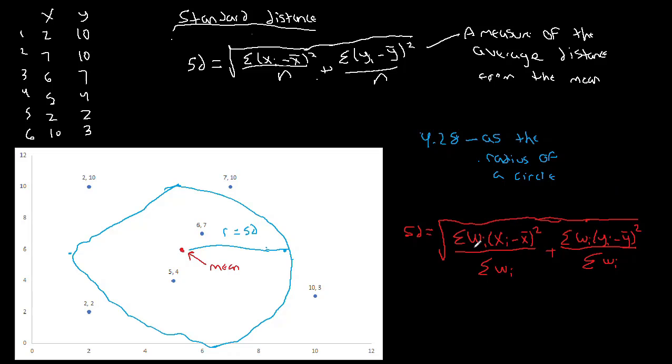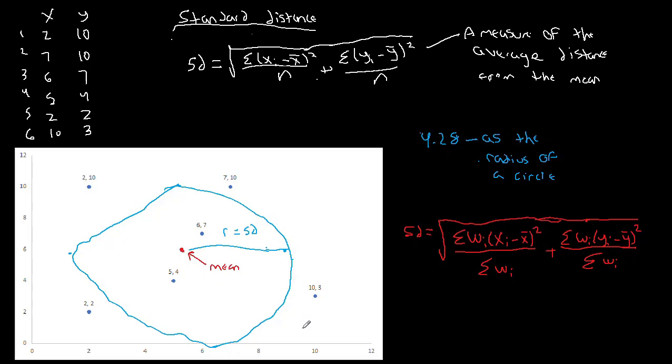What this effectively does is alter this distance to account for some weight. If the majority of the points closer to the mean have higher values, then the standard distance will be lower. If the majority of the points far away from the mean have higher values, then the standard distance is going to be higher. So it's going to account for value in the calculation of the standard distance.